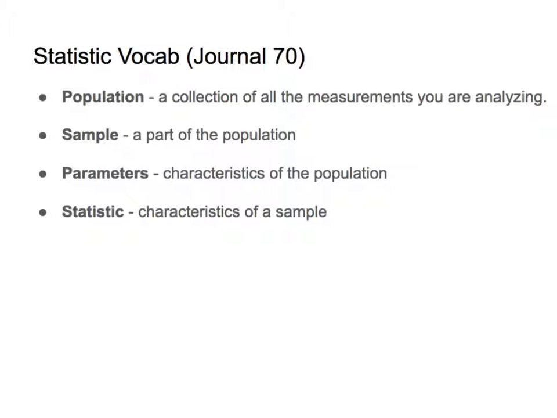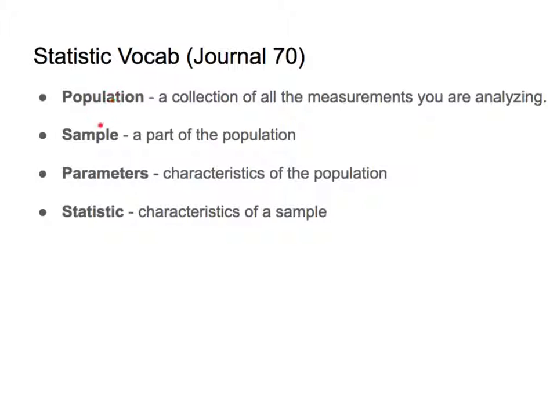Okay, so we are on our last journal here, Journal 70. Today we're going to be talking about some statistics vocab, so some words that we basically use in statistics. We're only going to go over 4 words here: population, sample, parameters, and statistics.